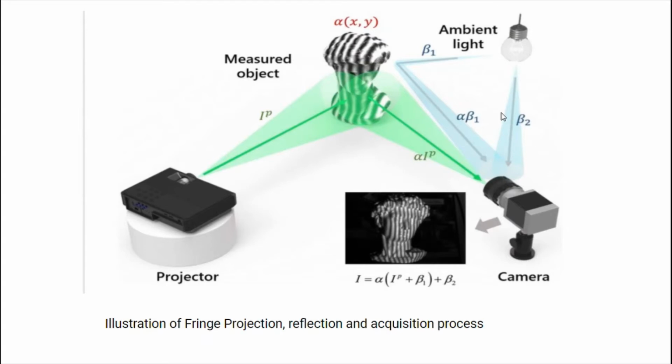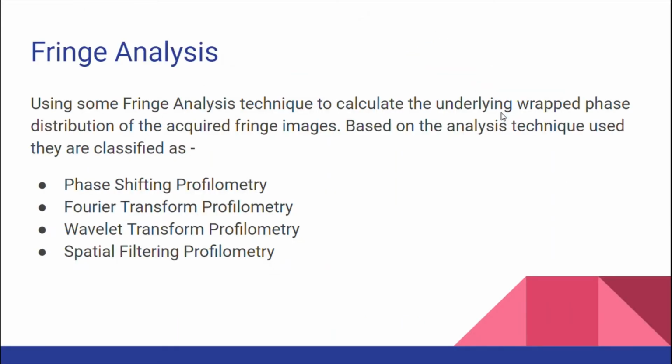Now let's take a look at the next step, fringe analysis. There are four widely used fringe analysis techniques: phase shifting profilometry, Fourier transform profilometry, wavelet transform profilometry, spatial filtering profilometry, etc. The depth and other spatial information is encoded in the phase spectrum of the image. Since the camera only captures the intensity spectrum, we cannot measure the spatial characteristics from a single image.